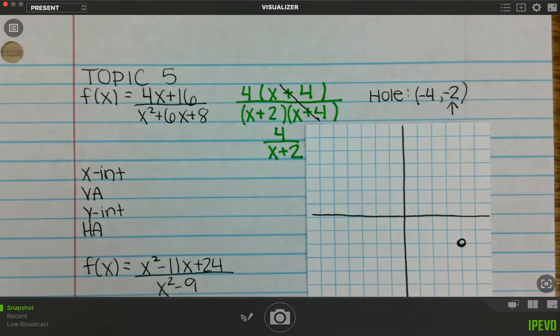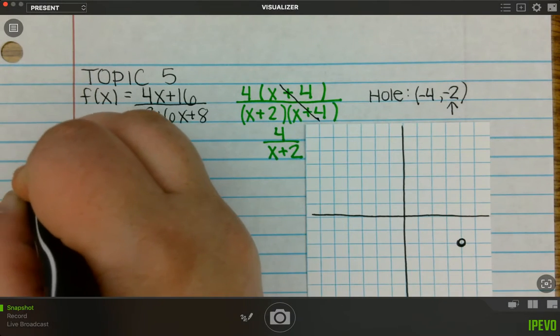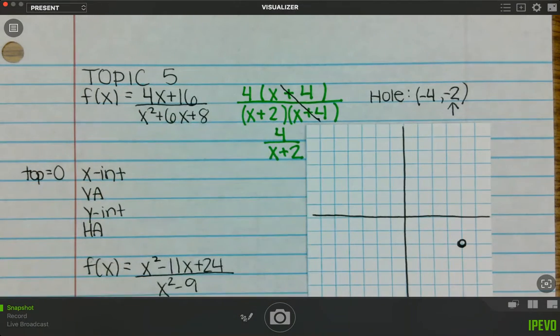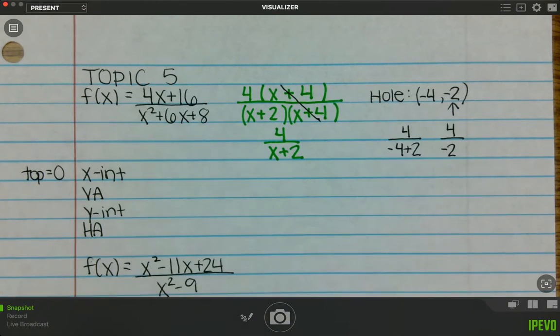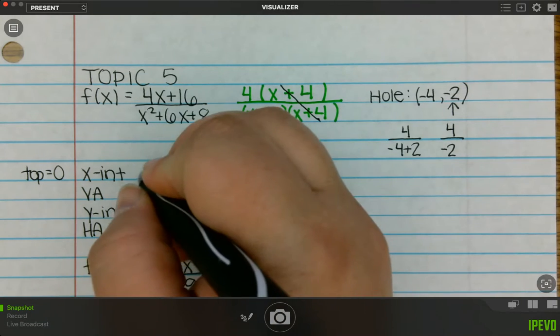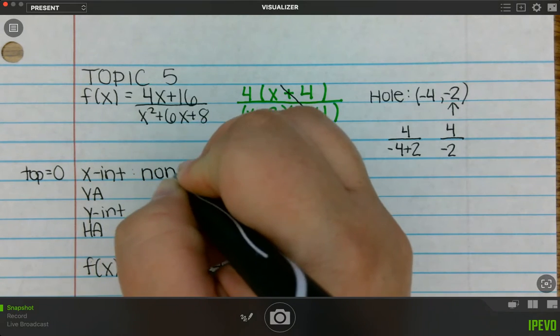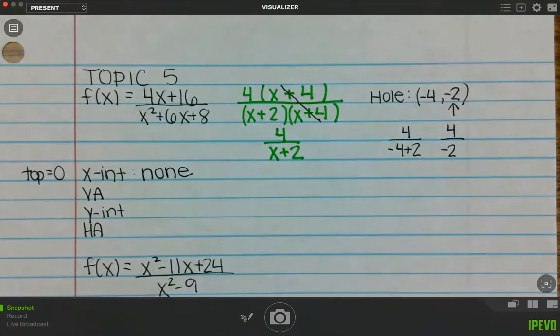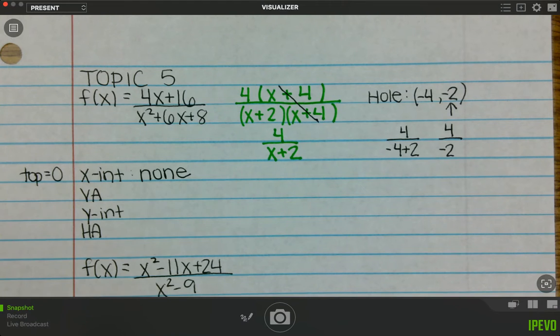Then, for the x-intercept, you are going to set the top of the fraction equal to 0. The top of my fraction, though, is 4. 4 can't equal 0 because there's no x or anything up here. So there are none. And I'll explain why in just a second.